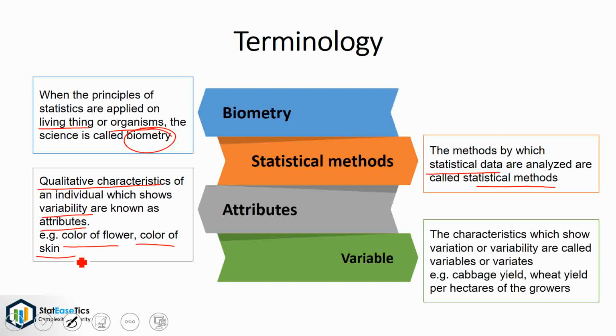Variable. The characteristics which show variation or variability are called variables or variates. These are the variables which do not have fixed values. They keep on varying or differing from time to time or from area to area, etc. For example, cabbage yield, wheat yield per hectare of the growers. Here it is differing over area.